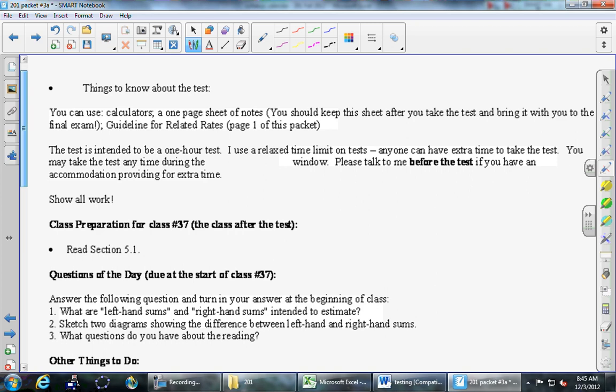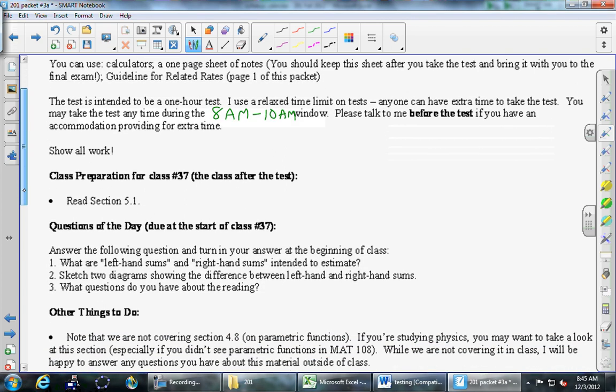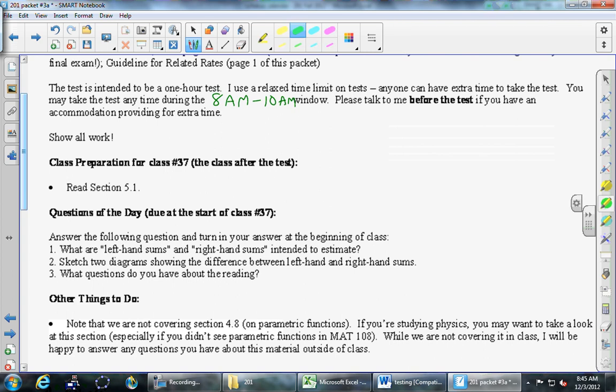The test is intended to be 1 hour, but everybody gets extra time. So your window is 8 a.m. until 10 a.m. So if you need some extra time and you can get here early, I'll be ready to go at 8 on Wednesday morning. Okay, and as usual, show all work. So between now and the test, again, all you're doing is studying, but as soon as you hand that test in to me, start thinking about this stuff that's going to be due on Friday. You have a reading, and you have 3 questions of the day. Any general questions at this point?